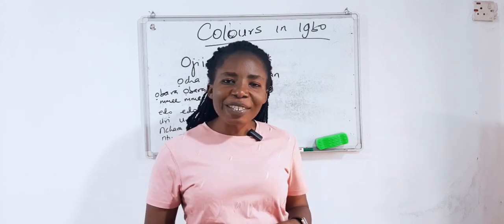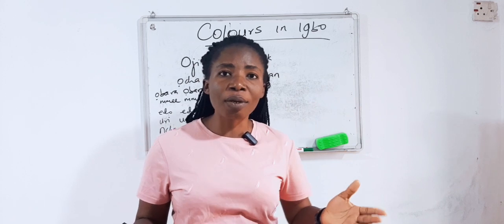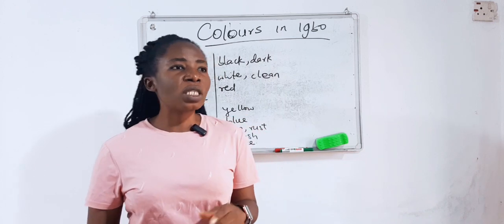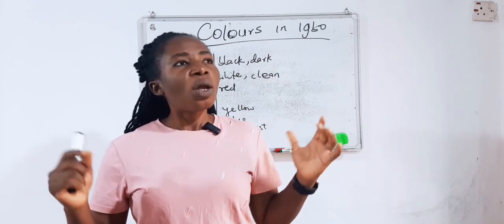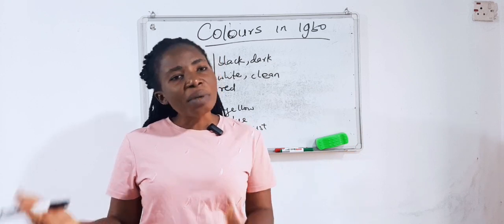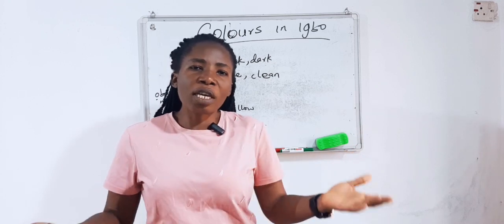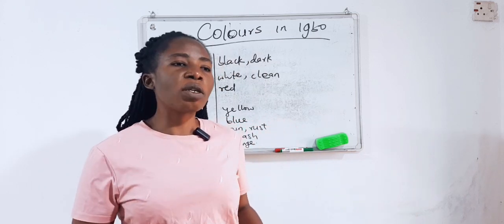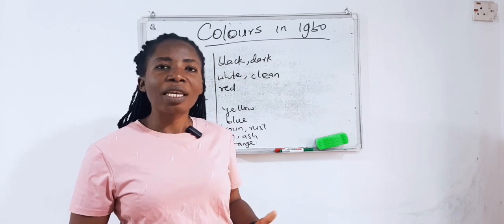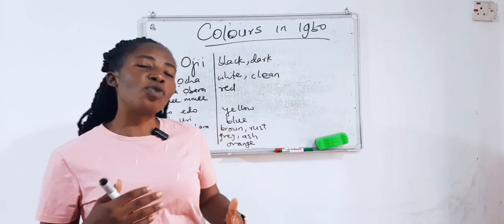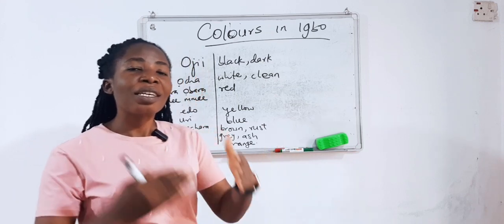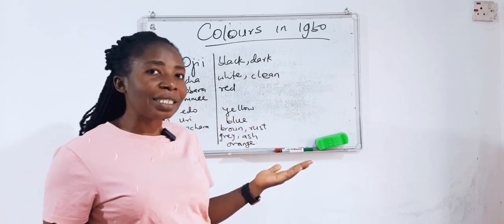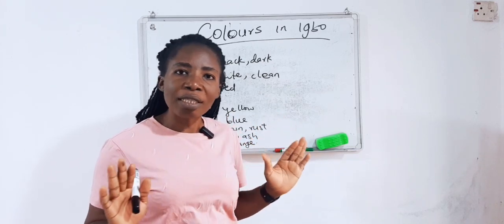So today I want to teach you colors in Igbo. What are colors called in Igbo? Now, a point to note is this. Colors are taken or derived from what they look like. For instance, blood is obara and it is red. So when something is red, you say it is obara. That is the nature of the language.